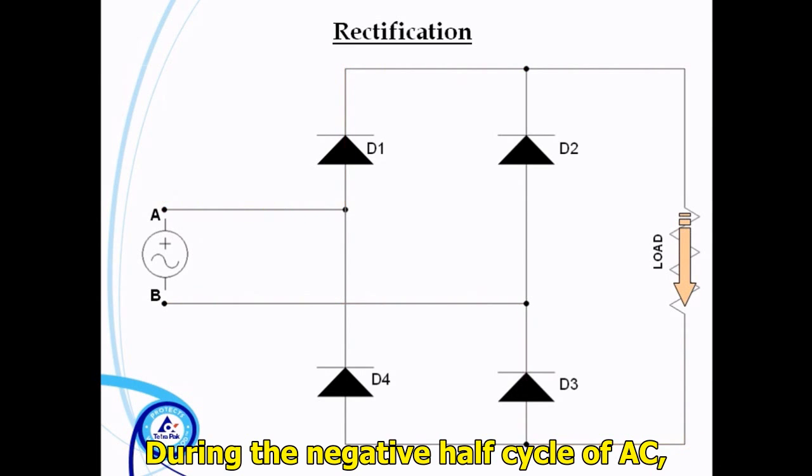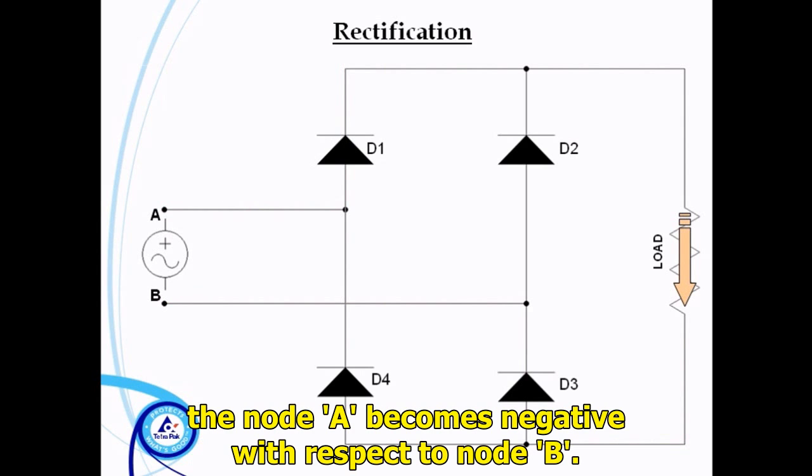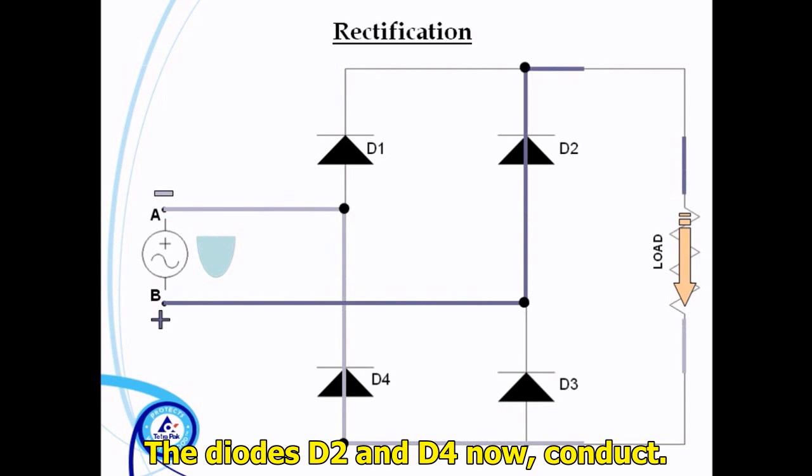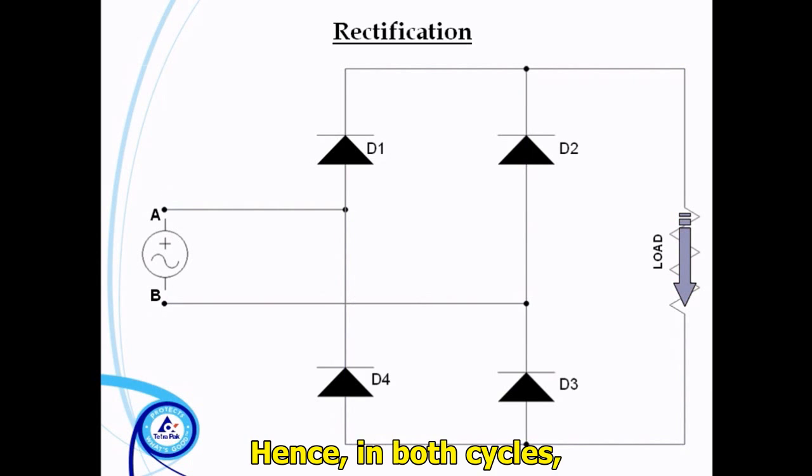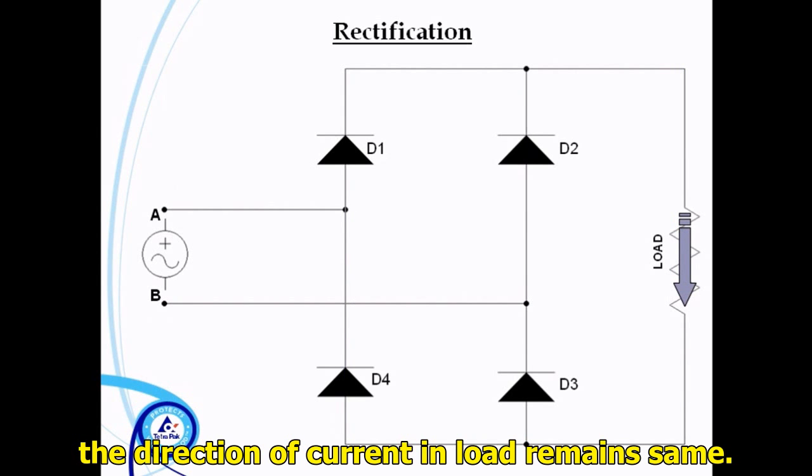During the negative half cycle of AC, the node A becomes negative with respect to node B. The diodes D2 and D4 now conduct. The direction of current in load is again downwards. Hence, in both cycles, the direction of current in load remains same.